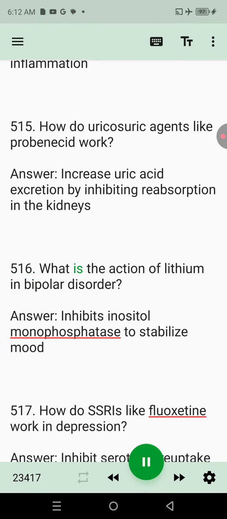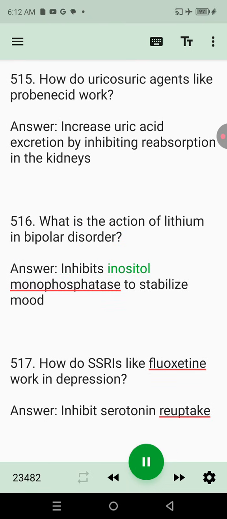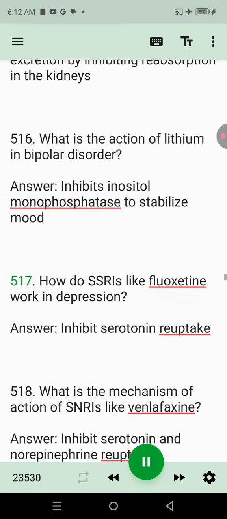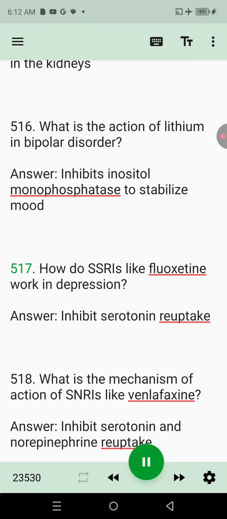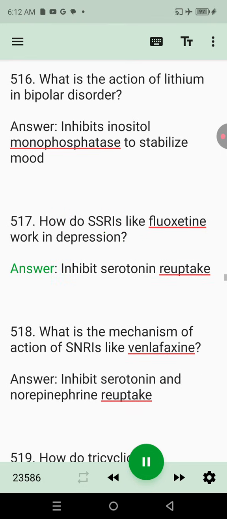516. What is the action of lithium in bipolar disorder? Answer. Inhibits inositol monophosphatase to stabilize mood. 517. How do SSRIs like fluoxetine work in depression? Answer. Inhibits serotonin reuptake.